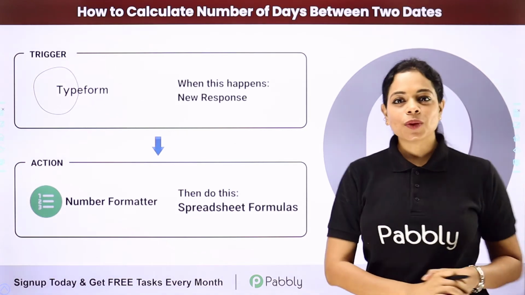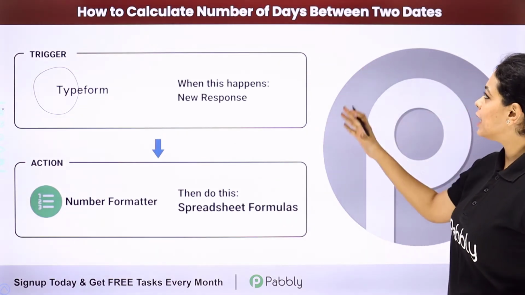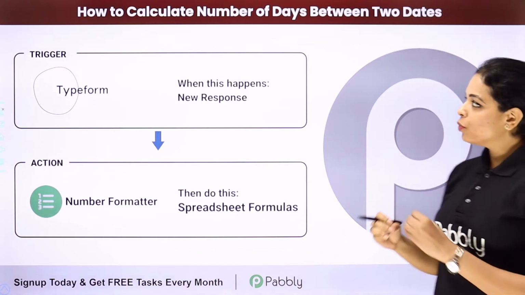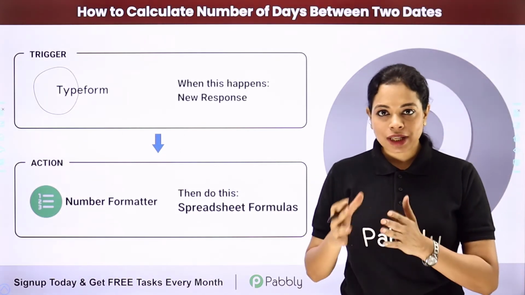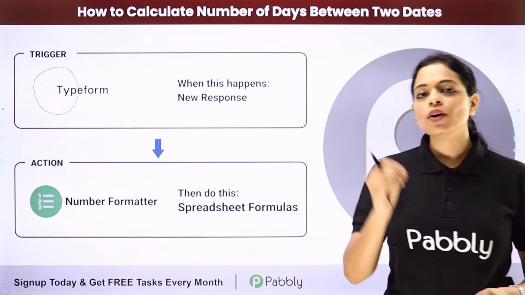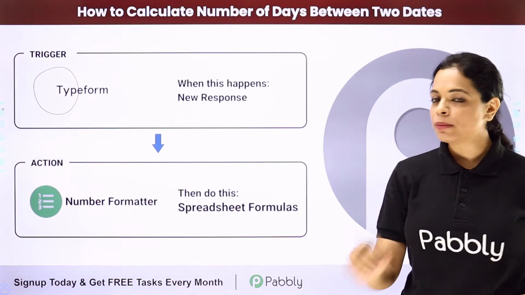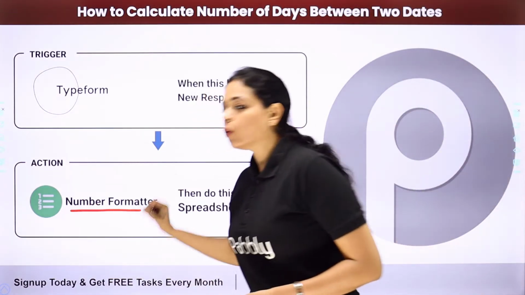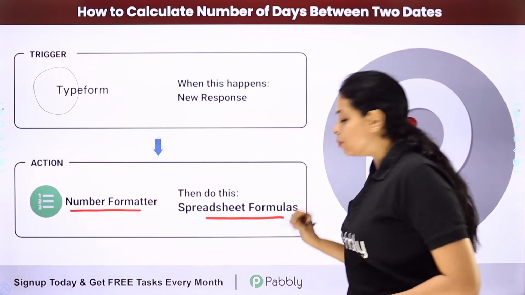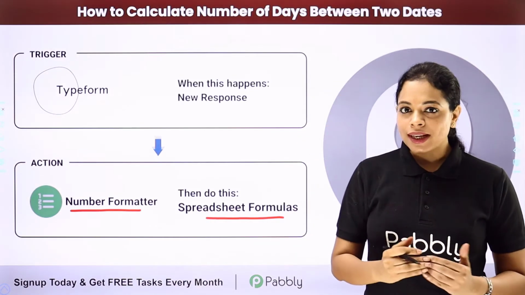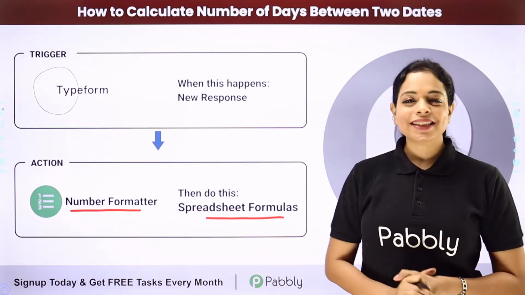In this video, we are going to understand how to calculate number of days between two dates. So whenever you want to calculate the number of days between two specific dates, then all you have to do is you have to use a feature by Pabbly, which is number formatter, where the event would be spreadsheet formulas. Now, how can you do that? To understand that, let me take you to my screen.